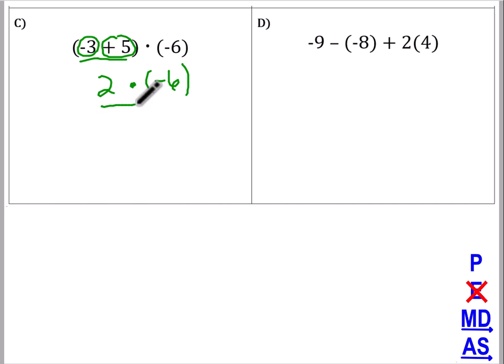So I'm going to underline, this is a multiplication problem. So let me do my little trick. I have a positive times a negative. My eyes are different, so he's going to be negative. 2 times 6 is 12, and it's a negative 12.